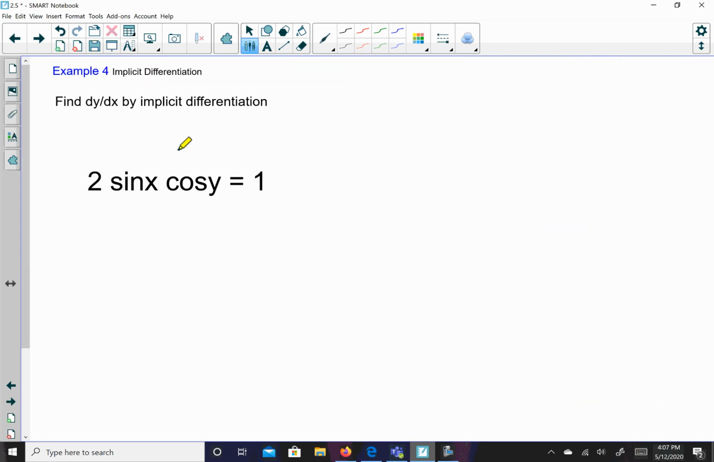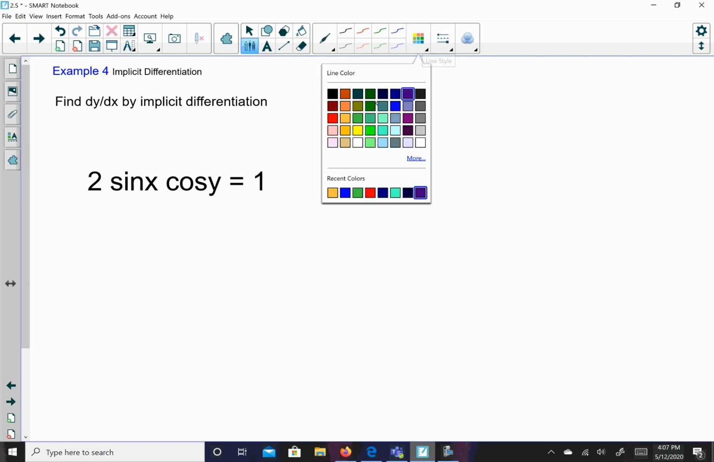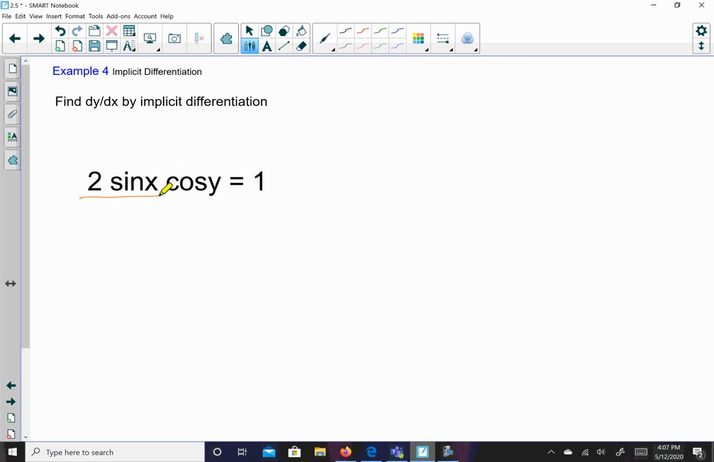Okay, moving on, find dy/dx implicitly. So again, I'm going to have to use the product rule. When I use the product rule, I'm going to first leave this 2 sine x alone. Take the derivative of cosine y, which will be negative sine y dy/dx. And then I'm going to leave that 2 out in front. And then this will be plus, take the derivative of sine of x, which is cosine of x, times cosine of y.